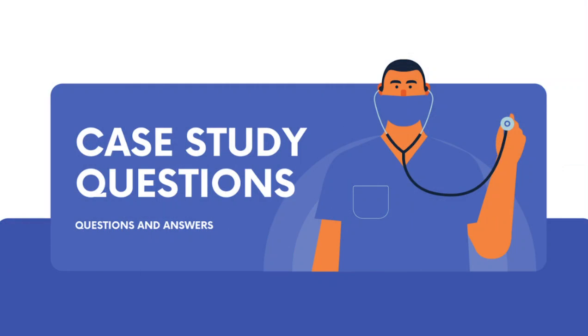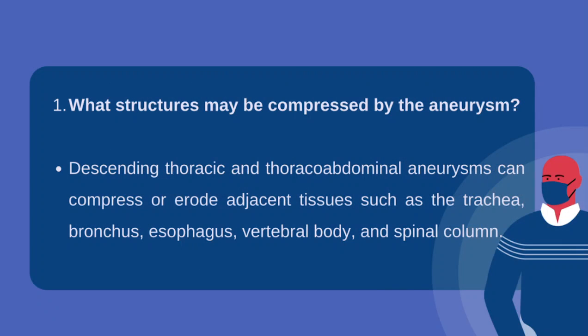So these are the case study questions that were given to us. First is, what structures may be compressed by the aneurysm? So our answer is descending thoracic and thoracoabdominal aneurysms can compress or erode adjacent tissues such as the trachea, bronchus, esophagus, vertebral body, and the spinal column. These are the structures that may be compressed, because they are near where the aneurysm of the man formed.